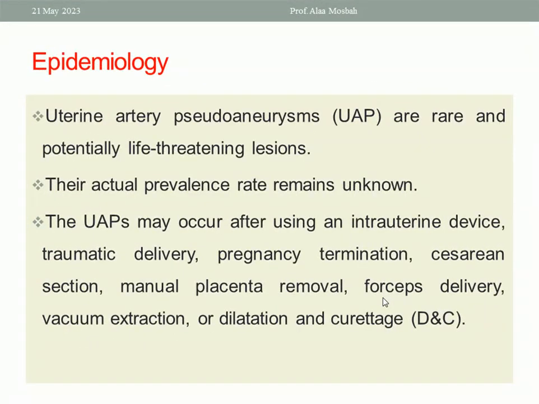What about the epidemiology? Is it a common or rare condition? It is rare, but potentially life-threatening. That's why it is important. So, uterine artery pseudoaneurysms are rare and potentially life-threatening lesions. Their actual prevalence rate remains unknown. The uterine artery pseudoaneurysms may occur after using an intrauterine device, traumatic delivery, pregnancy termination, cesarean section, manual removal of the placenta, forceps delivery, vacuum extraction, or dilatation and curettage.